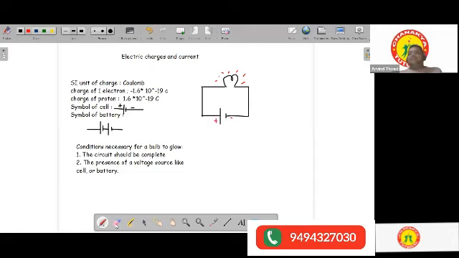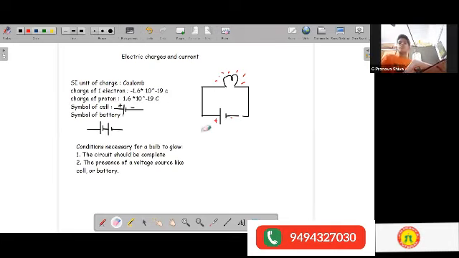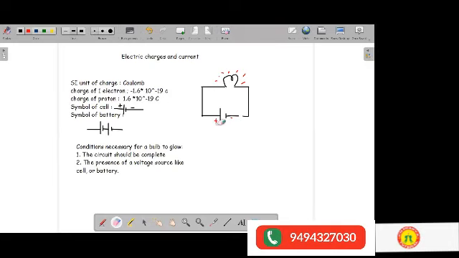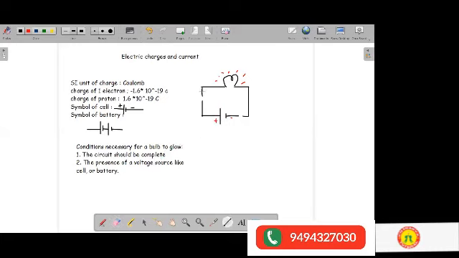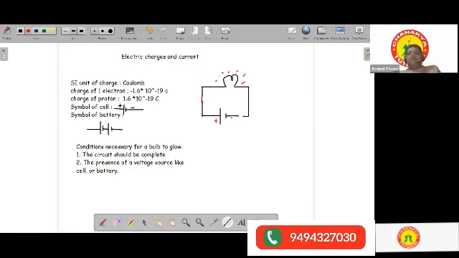Now, suppose I break the circuit from here. Will the bulb glow? No, the bulb doesn't glow. The current will not flow and the bulb will not glow. So I think you have understood how we check that these two conditions should be met: a circuit should be complete and there should be the presence of a cell or a battery.